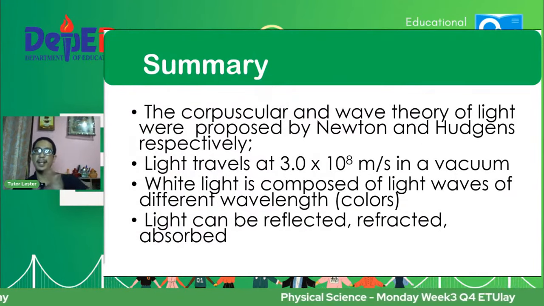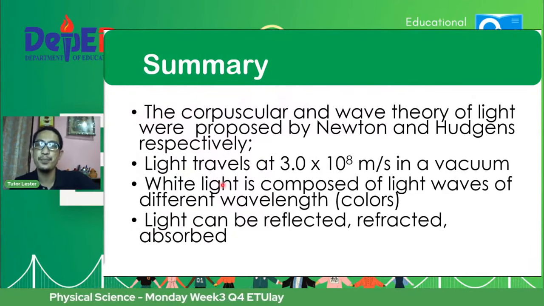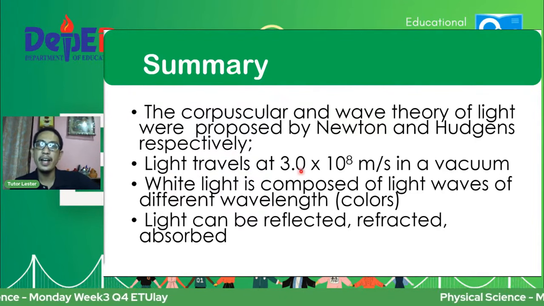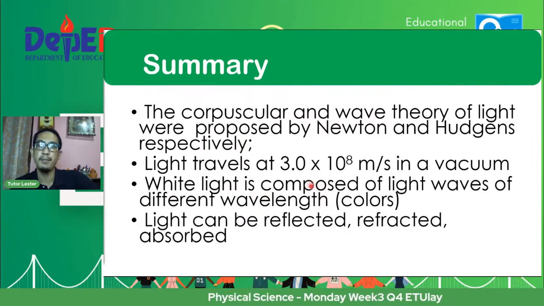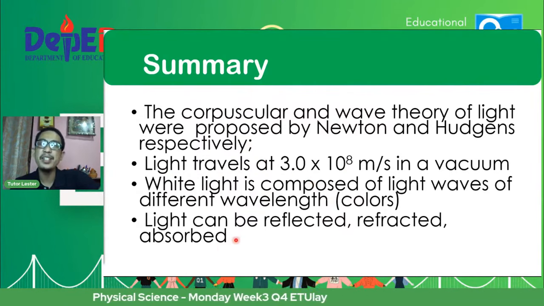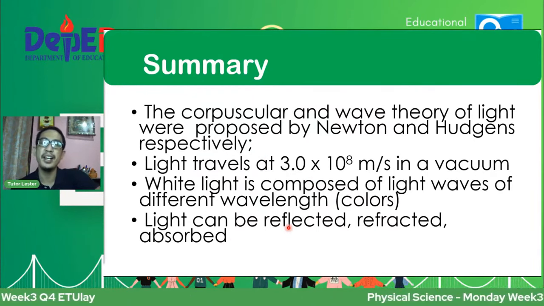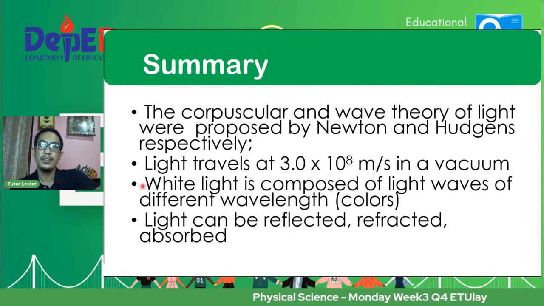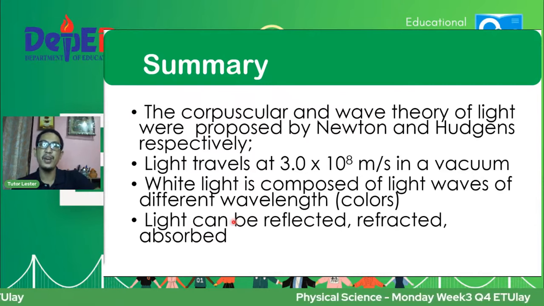Now let me give you the summary of the things I had discussed. The corpuscular and wave theory of light were proposed by Newton and Huygens respectively. Light travels at 3.0 times 10 raised to the 8 power meters per second in the vacuum of space. White light is composed of light waves of different wavelength or color. And light can be reflected, refracted, and absorbed.